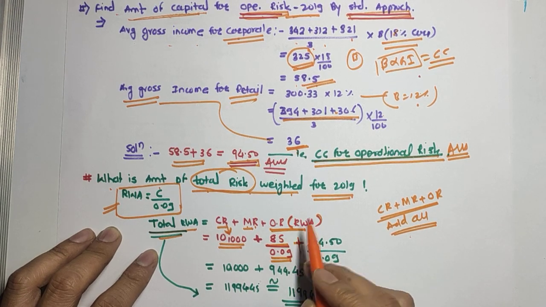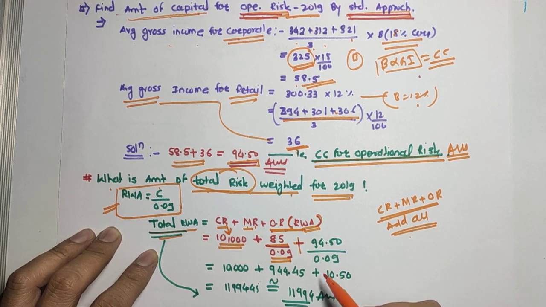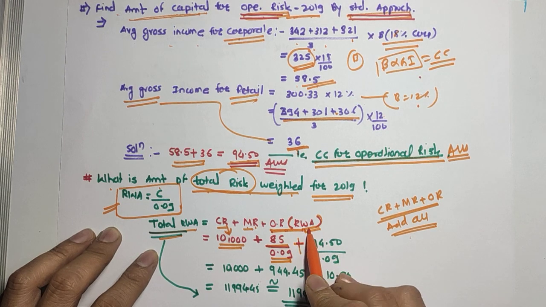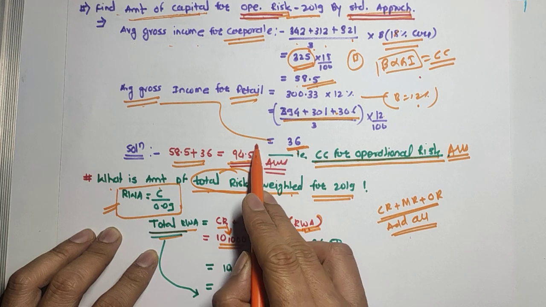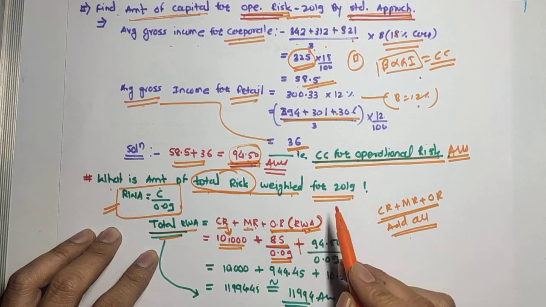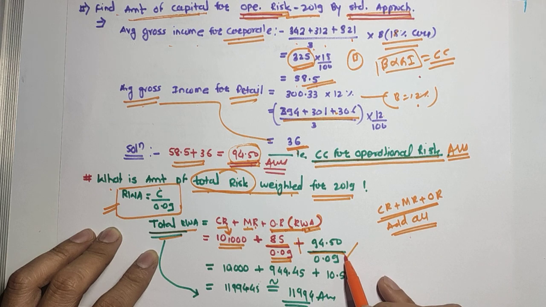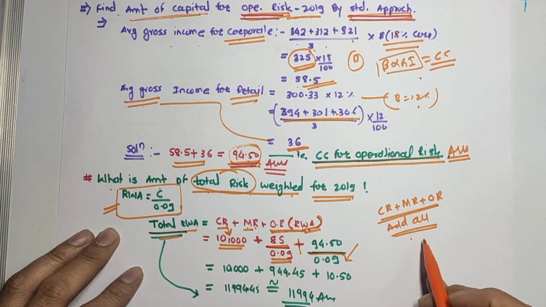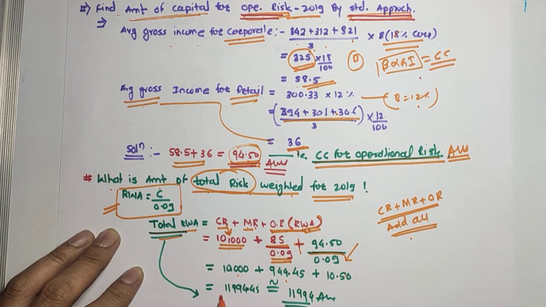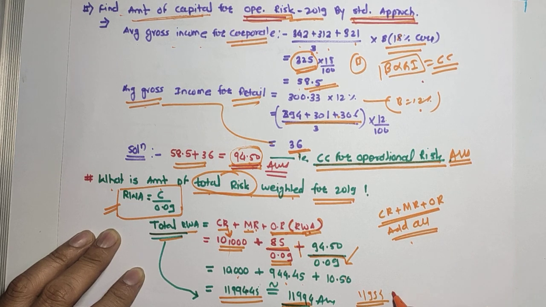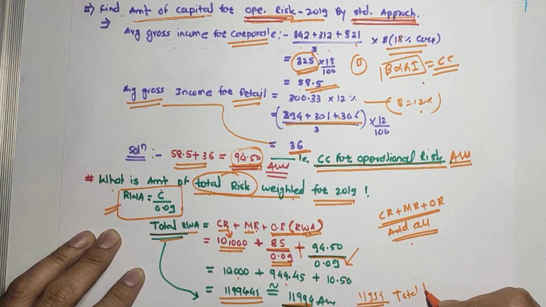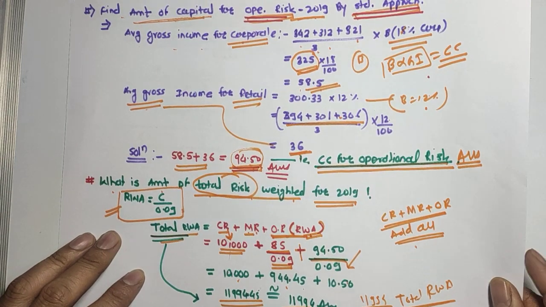Next step, what is the RWA for operational risk? What is the capital for operational risk? We have calculated the capital for operational risk, that is 94.50. Just put the value 94.50 and divide it by 0.09 as per the formula. When you solve this, add all the values and make it a round figure, you will get 11994 as your total RWA. So this is the answer for your 4th question.